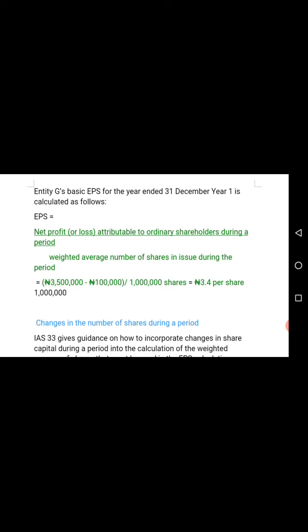So if you are a shareholder, for each share you buy in this company, you have a return per share of 3.4 naira of whatever you invest. So that is basically it.